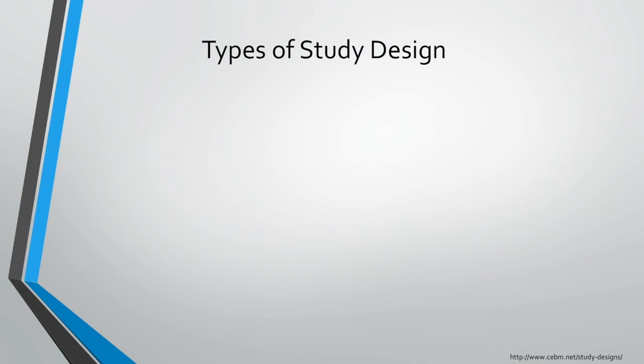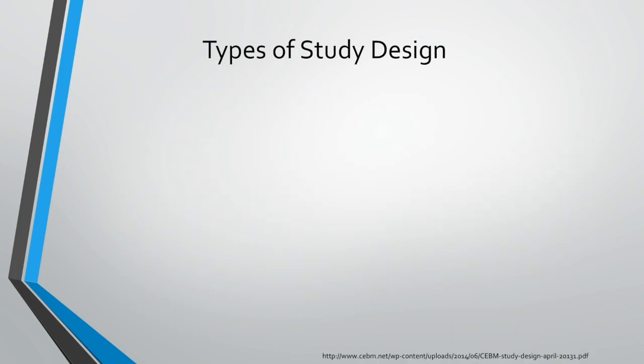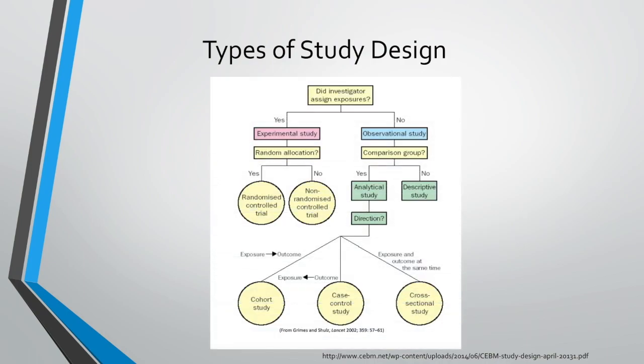The Center for Evidence-Based Medicine website provides flowcharts which help in deciding the type of study design. This is the flowchart that you come across first, and although useful, I find it's less intuitive to decide whether a study is analytical or descriptive as the first step. So feel free to use this one if you find it works for you, but I actually prefer the next one, which is a flowchart by John Howick, also of the Center for Evidence-Based Medicine, which I think is more intuitive for clinicians. So we start by asking the question, did the investigator assign the exposure?